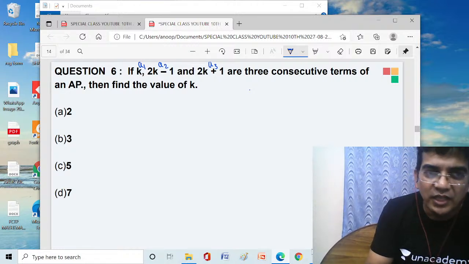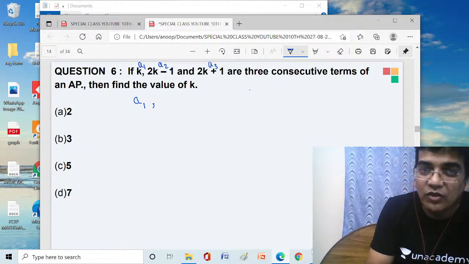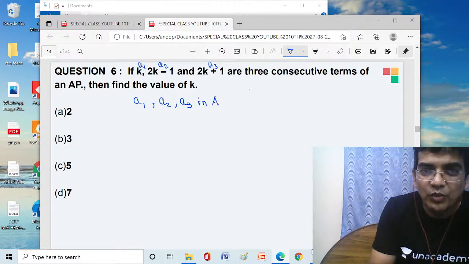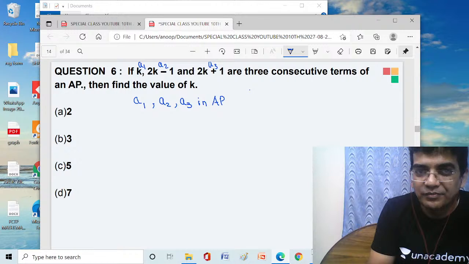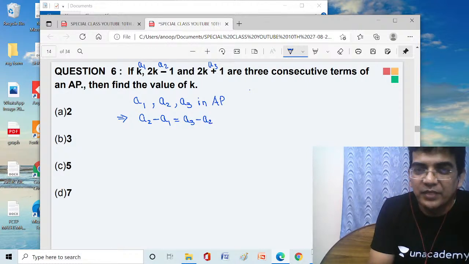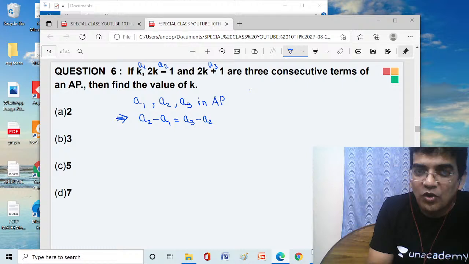For that, I will tell you, if you have three consecutive terms in AP, not just any three terms, they should be three consecutive terms, I am going to tell you the relation between these three terms. A2 minus A1 will be equal to A3 minus A2. This will be the relation between the three consecutive terms in AP. Just remember this relation. And this difference is also known as common difference.